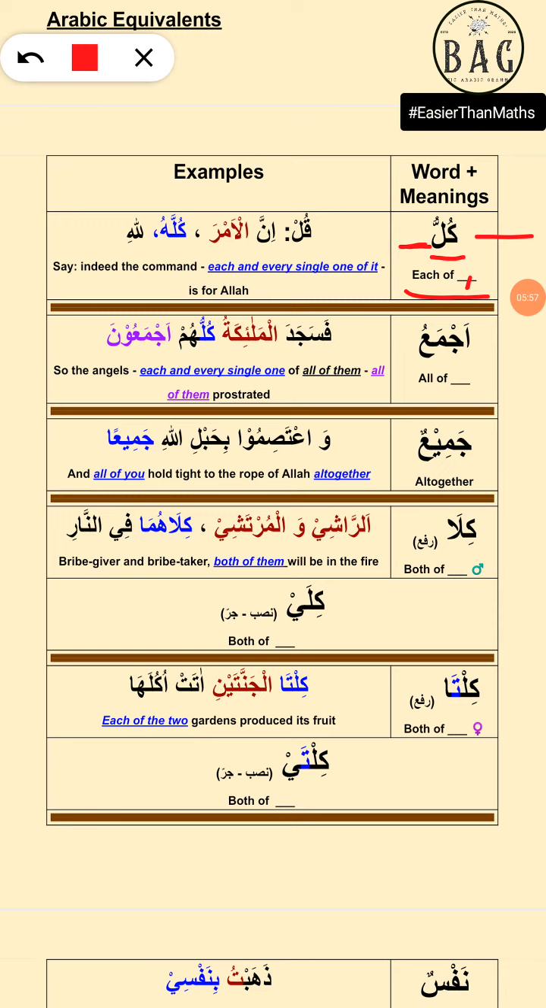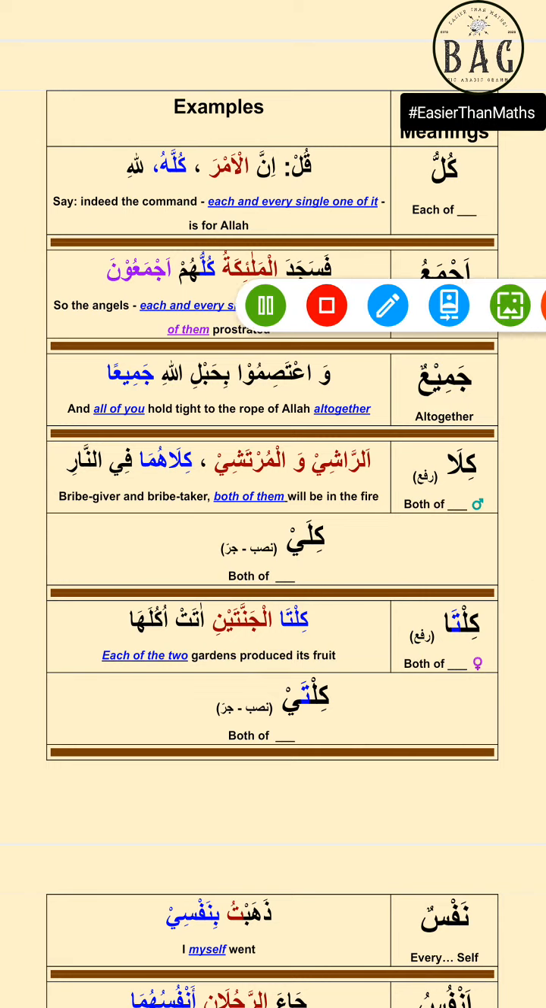Our example is qul, which means say, innal amra. Now innal amra, you can identify this as a stressed statement, because you know that inna means undoubtedly or verily or indeed. Okay, innal amra kullahu lillahi. So say indeed the command, each and every single one of it is for Allah.